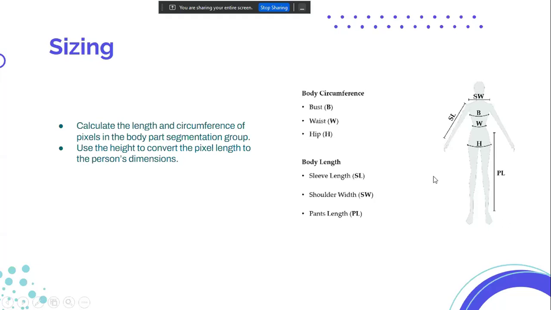Now, once you have those calculations, you can use the height that was input, because now you can get the number of pixels from the head to the toes. So you will know the length in pixels, and you actually have the height. The user gave you his or her height. So using that correlation, you can now calculate the sleeve length, the shoulder width, and the different body lengths or sizing.